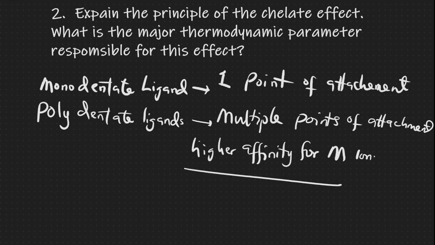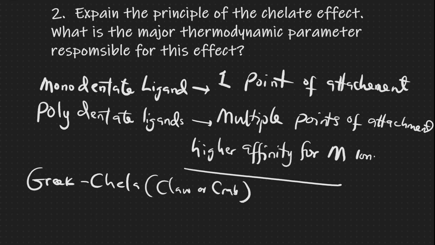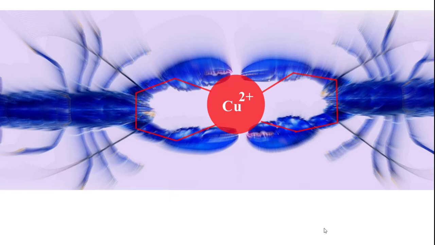Now, this word chelate is derived from a Greek word, chela, which means claw or crab. So let's see an example. Using this picture as an example, you can see two crabs here holding on to a copper metal. One thing you should note here is that a crab does not have any teeth at all, but it does have two claws for tightly holding onto something.